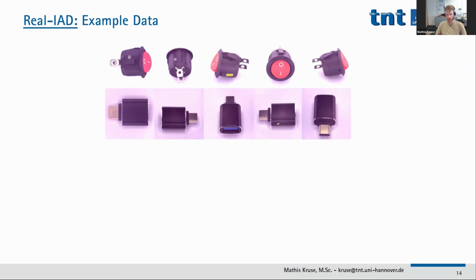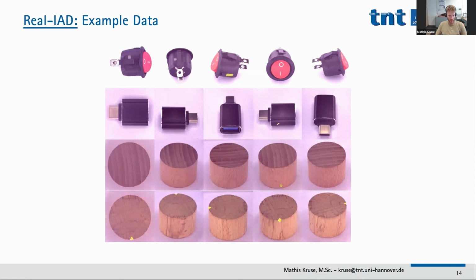Because they are also these manufactured objects. They are made of metal, of plastic, stuff like that. But it gets more interesting when we look at the other classes, like this wooden block. And we also want to detect anomalies here, like dents in the block or pieces carved out of it, scratches.